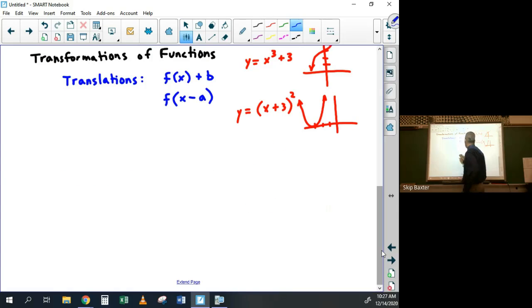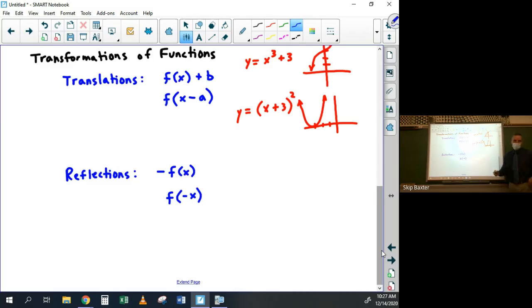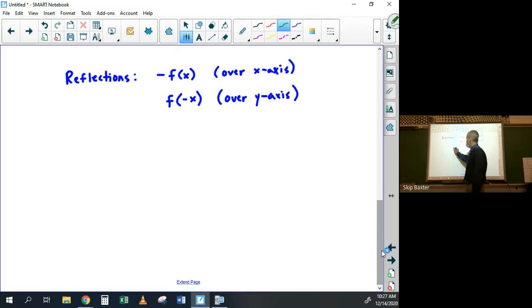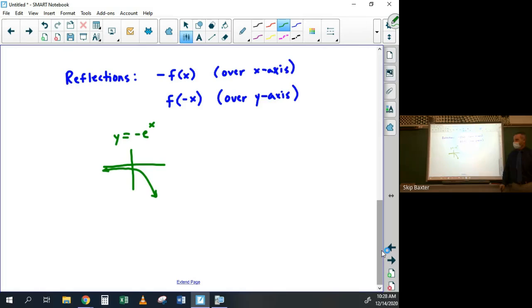The next two we did were reflections. This is if you take the whole function and make it negative, or just make x negative. Making the whole function negative reflects it over the x-axis. Making x negative reflects it over the y-axis. So this is over the x-axis, and this is over the y-axis. So something like y equals negative e to the x would look like a normal e to the x function, but reflected over the x-axis. Looks like that.